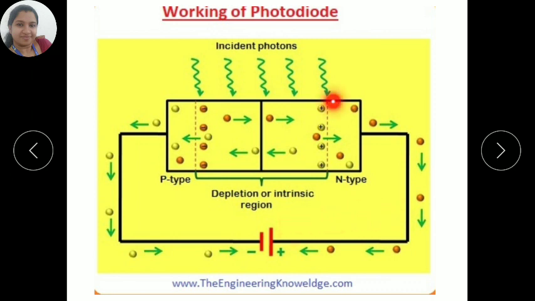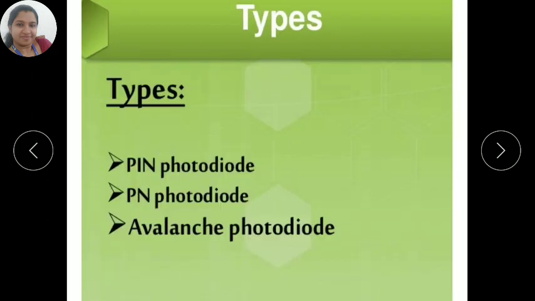So this dotted line represents the width of depletion region. So width of depletion region increases. When light energy is incident on this depletion region, these minority carriers are released. That means electrons are released and holes are generated. So due to the flow of these minority carriers, a reverse current is developed. That is the working of photodiode.